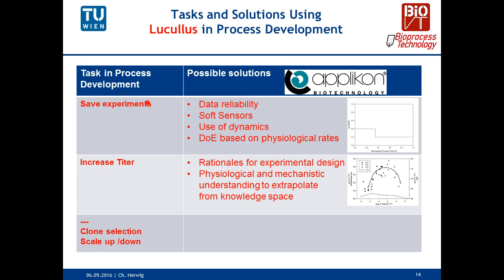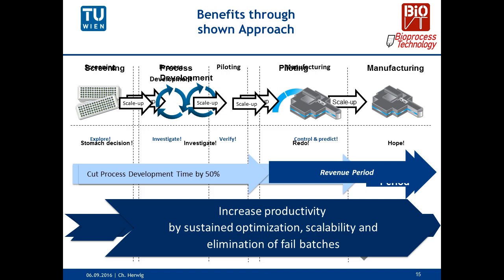So we can tackle a couple of tasks in process development, saving experiments. I think I have shown you the unfolding and less dimensions. We can increase titers, and which I have not shown you due to the short time we have here, we can also apply this, of course, to clone selection, to scale up, and also to scale down work. The effect of this approach is that we have a cut down of the development time by 50%, a longer revenue period, no waste anymore, and a higher productivity all the way. These elements are available in the tool Lucullus.